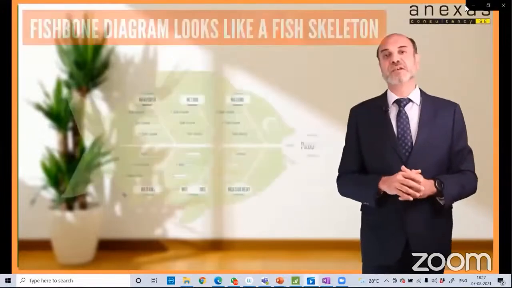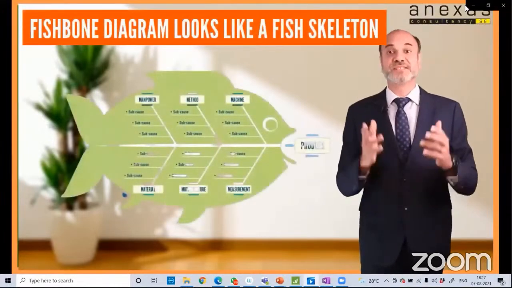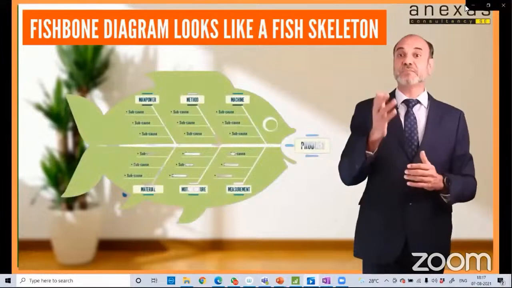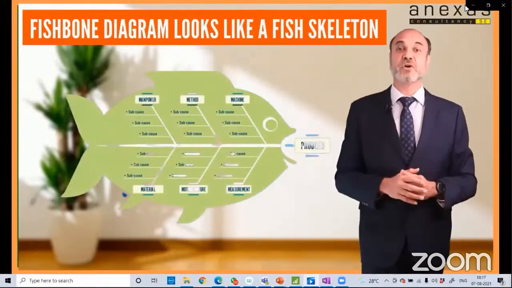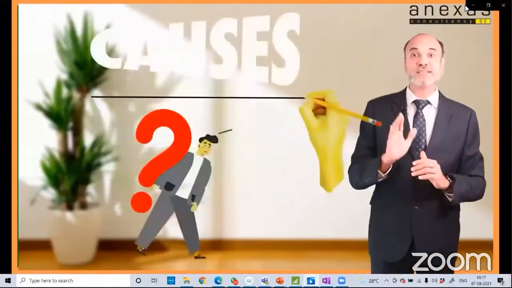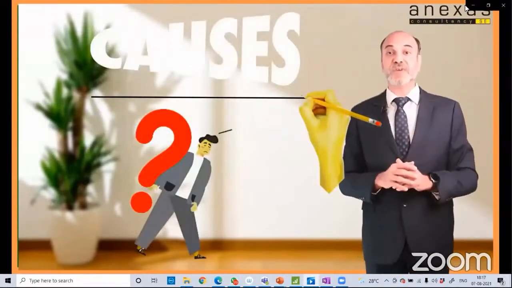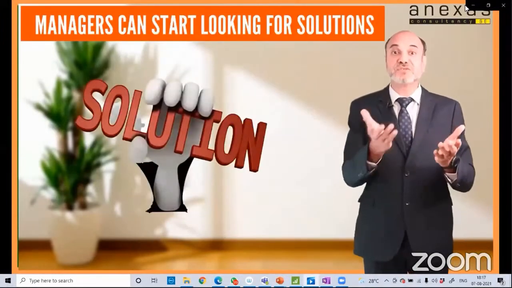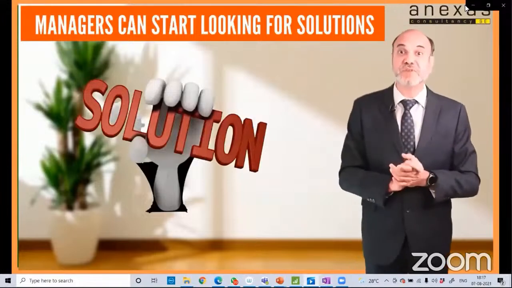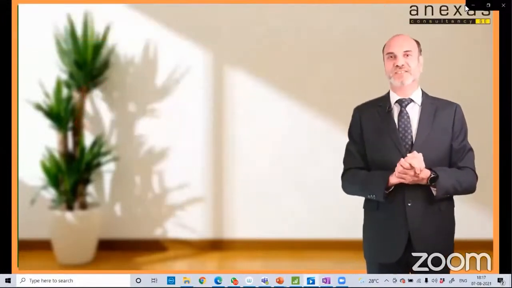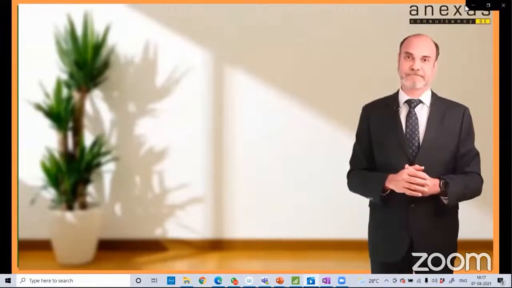The diagram looks just like a fish skeleton with the problem at its head and the causes for the problem feeding into the spine. Once all the causes that underlie the problem have been identified, managers can start looking for solutions to ensure that the problem doesn't become a recurring one. So how can you do that? Let us look at the steps while you construct the cause and effect diagram.